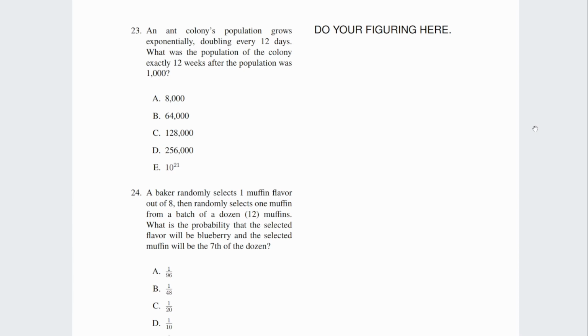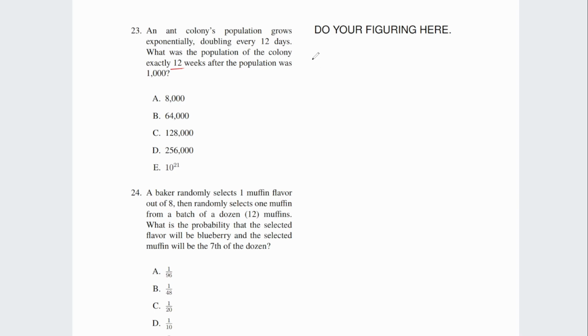Question 23 asks, an ant colony's population grows exponentially, doubling every 12 days. What was the population of the colony exactly 12 weeks after the population was 1,000? So we can figure this out because we know that it doubles every 12 days. So 12 weeks means that it has doubled 7 times, right?